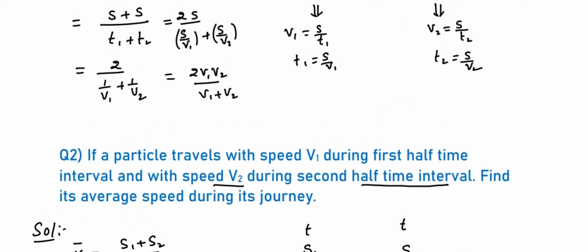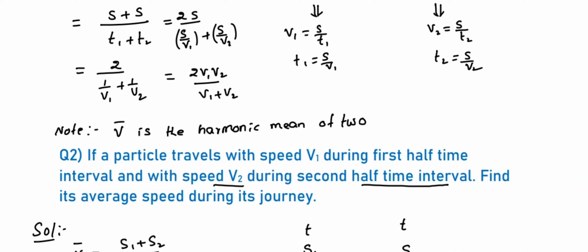And for the previous one we can write V average is the harmonic mean of two speeds. Thank you.